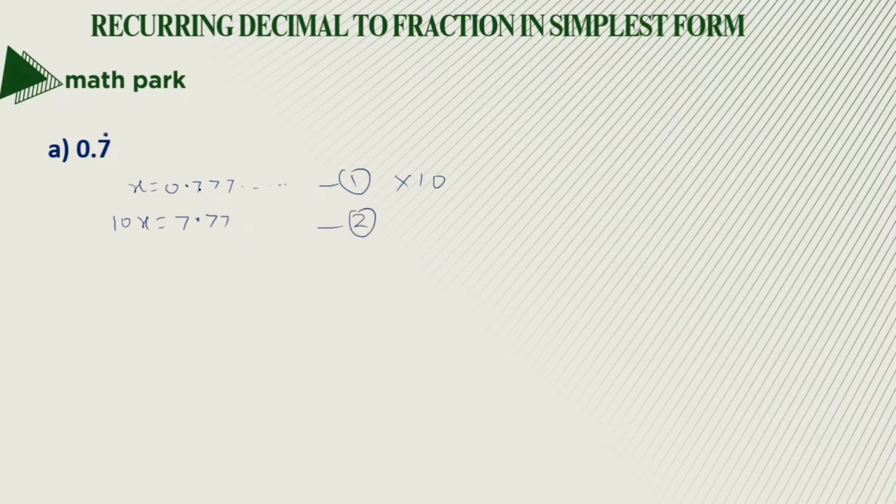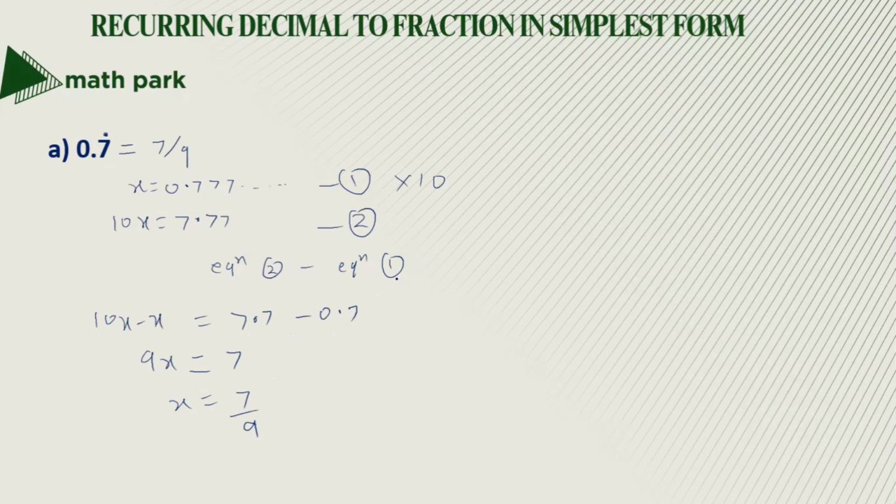Now remember, we should have only one digit in the decimal. We know that only one digit is being repeated. Just to show, I have shown you 2 here. So we now subtract equation 2 minus equation 1. When we subtract, we have 10x minus x is equal to 7.7 minus 0.7. 10x minus x is 9x. 7.7 minus 0.7 is 7. So you get x is equal to 7 upon 9. So this is the fraction in the lowest form. So 0.7 bar or 0.7 dot can be written as 7 upon 9.